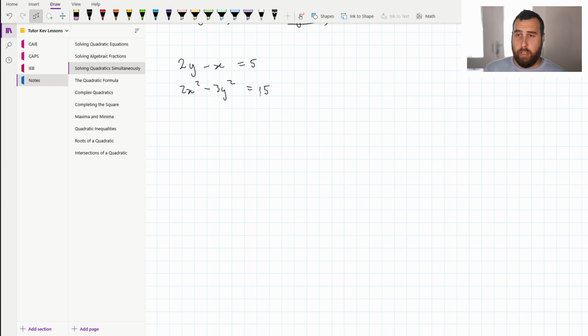Right, so step number 1, what we need to do is make one of the variables the subject. I like to always try and manipulate the linear equation, the one without any squares, because you don't want to be dealing with any square roots that might come from making a variable the subject when you're dealing with the quadratic. So let's manipulate the first equation. Here we can see that we've got this lonely x. So I'm going to take that to the other side and then take the 5 over, and then I'll have x as the subject of my equation.